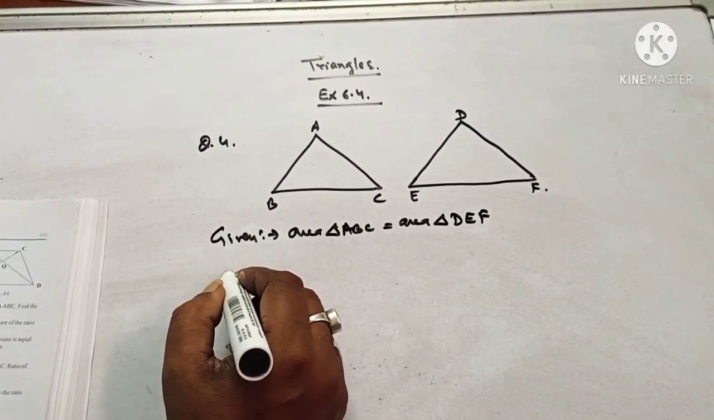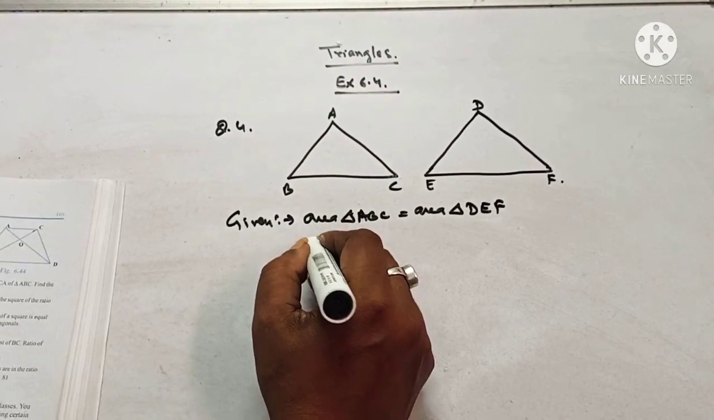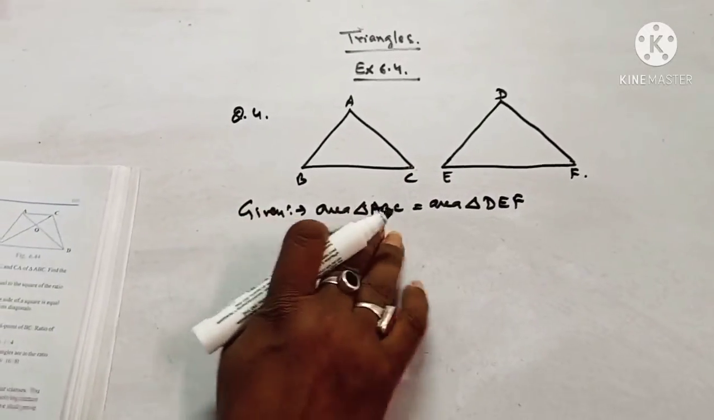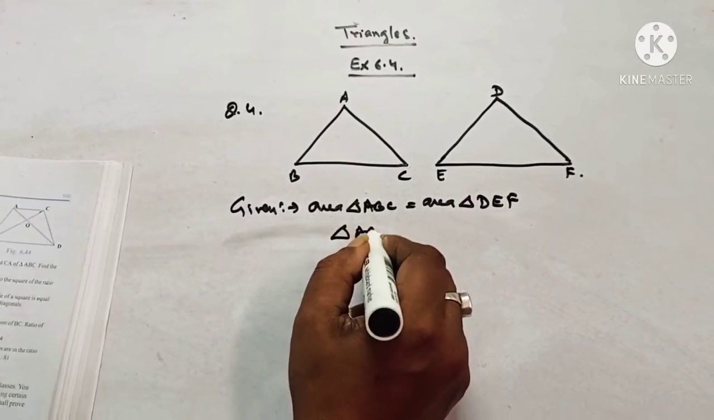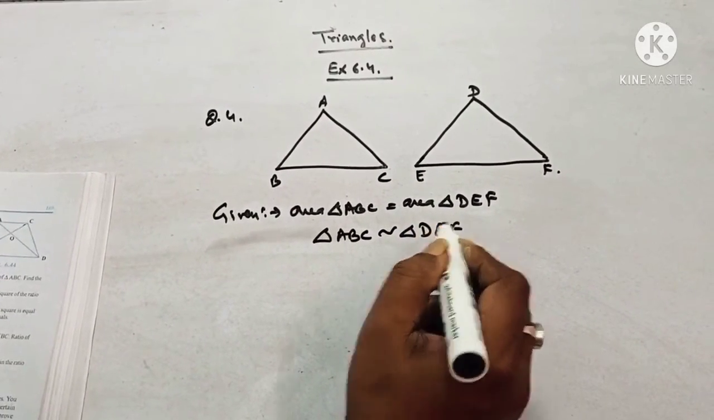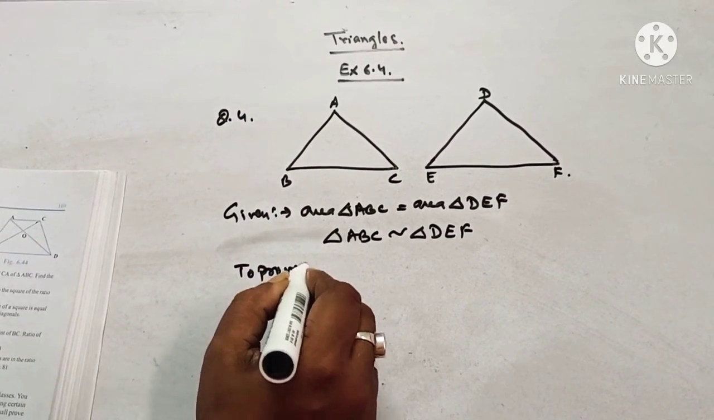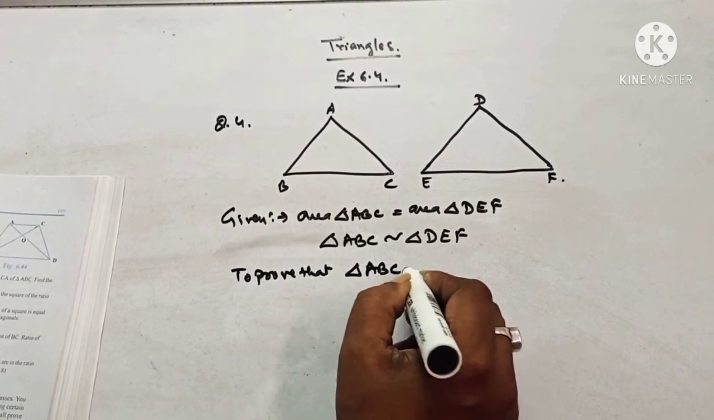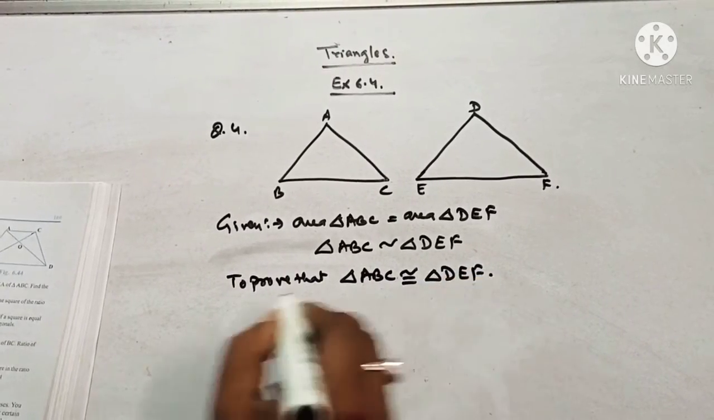So the areas of the two similar triangles are equal. At the same time, it is also given that triangle ABC is similar to triangle DEF. These two things are given to you. You have to prove that triangle ABC is congruent to triangle DEF. So, proof.